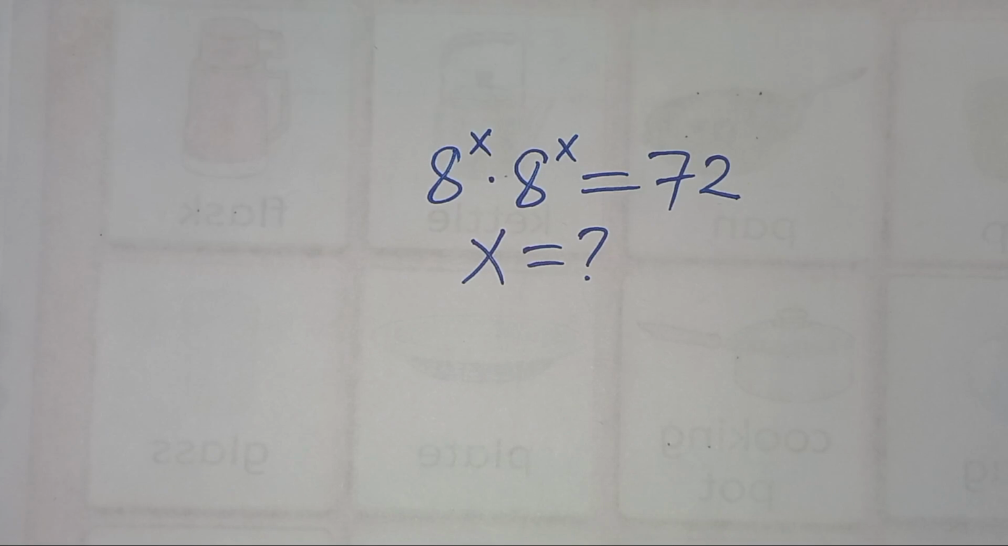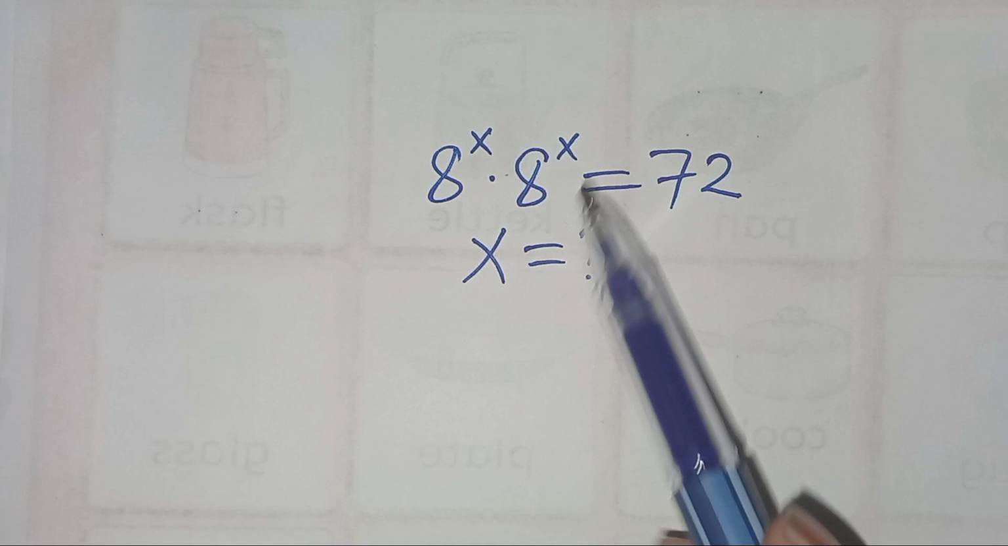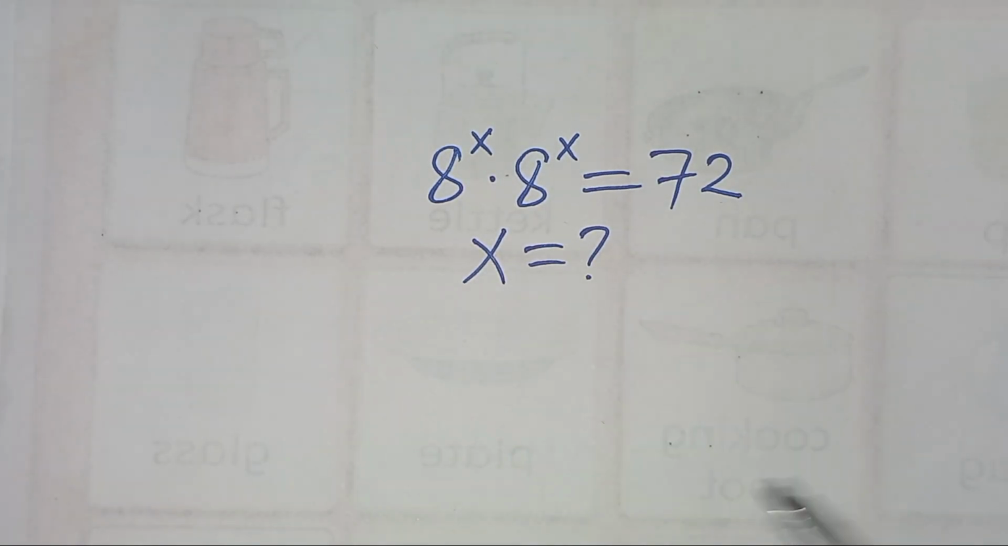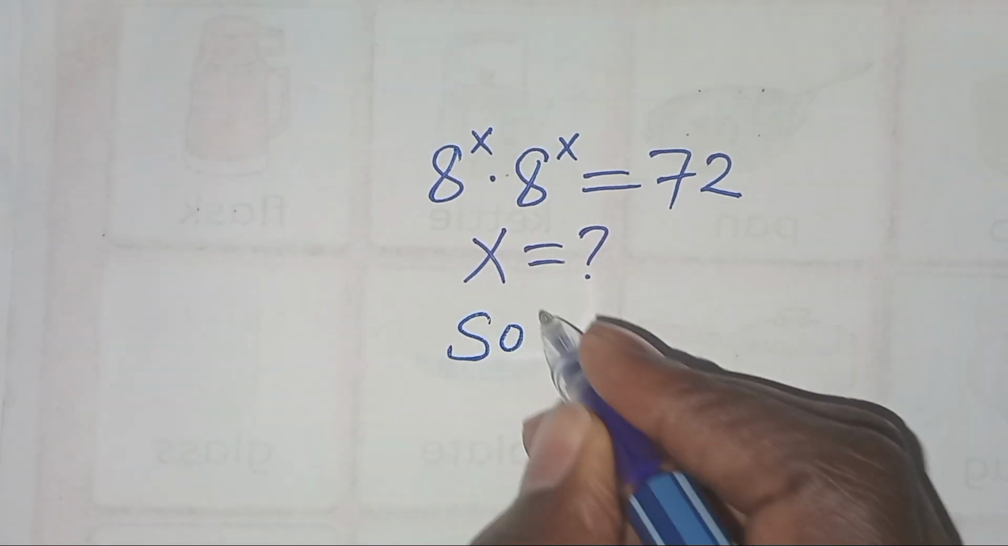Hello everyone, you're welcome to solve this nice exponential equation, which is 8 to the power x multiplied by 8 to the power x. This is equal to 72. So what is the value of x? Now, solution from here.